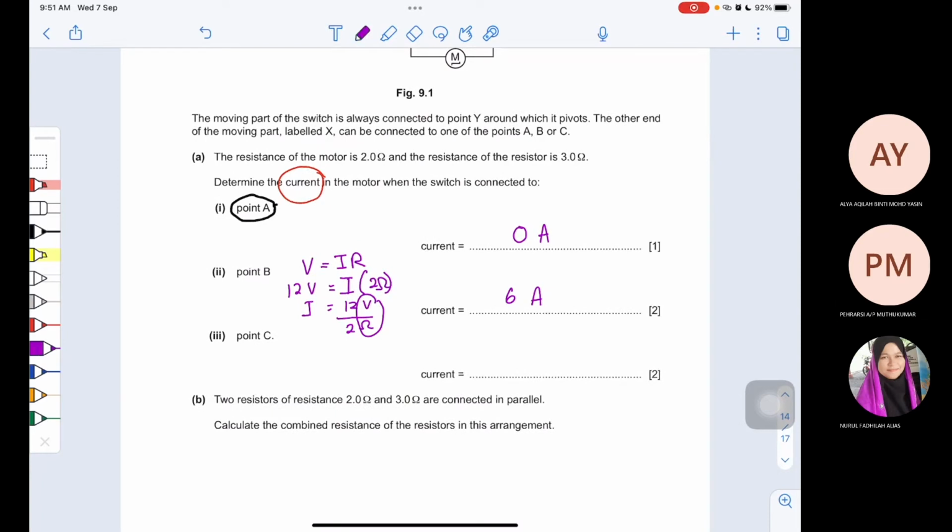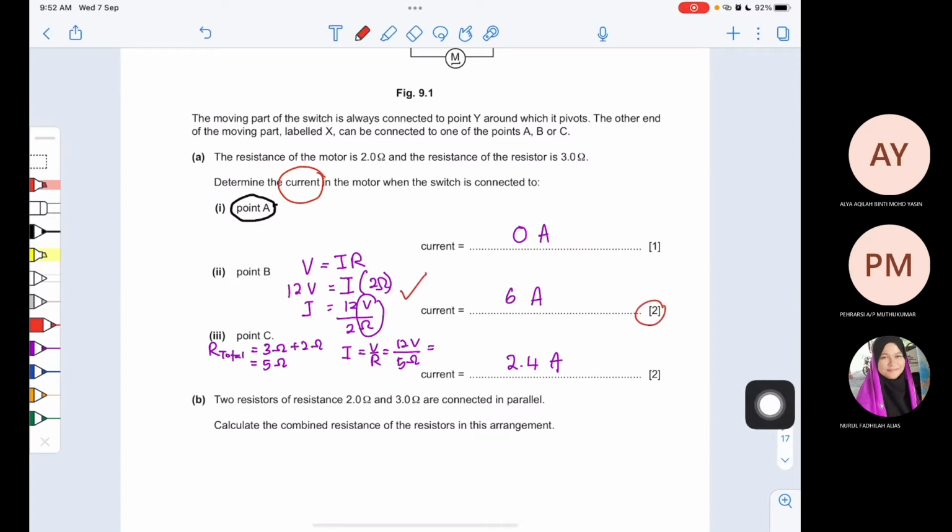So first total resistance, 3 ohm plus 2 ohm. So that's 5 ohms. Jadi kita tekan sahaja kalkulator macam tadi. I equals to V over R. So V 12. R kita 5. Jadi 12 divided by 5. We get about 2.4 amps.